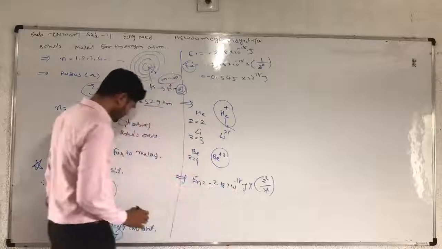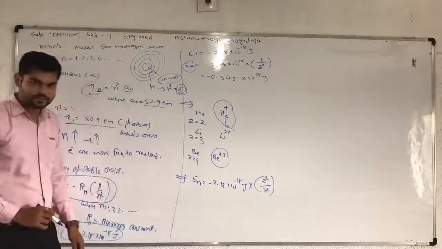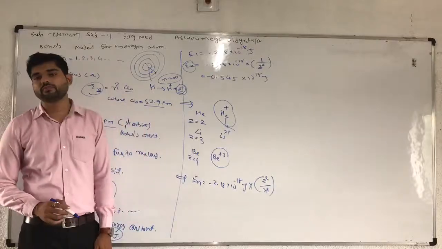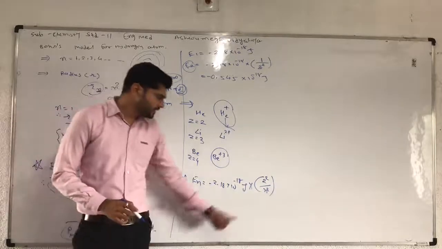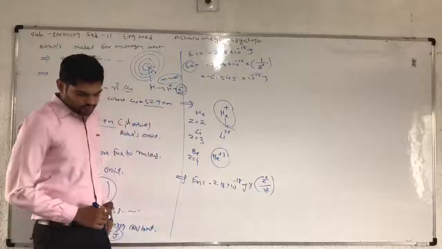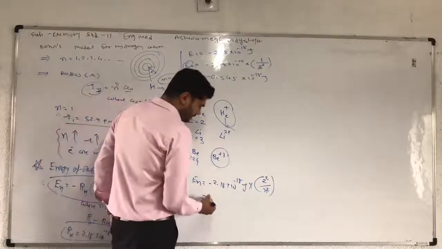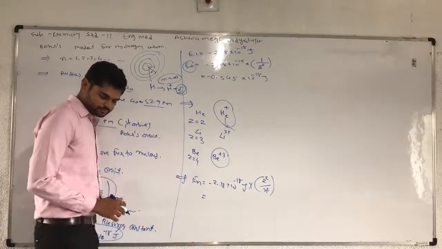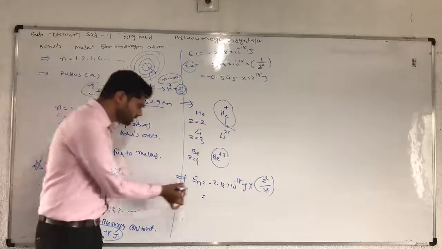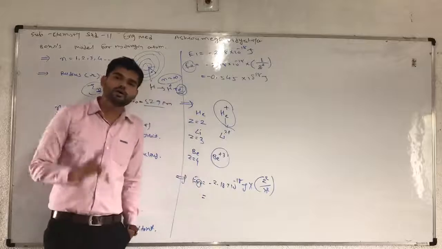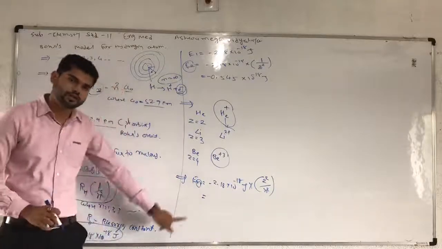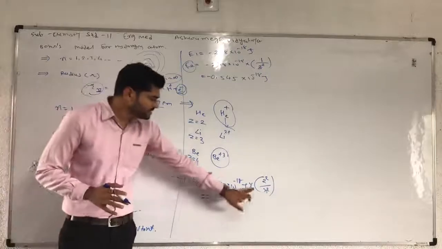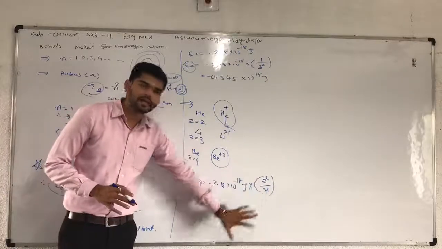For hydrogen we take Z as 1. But for helium, the atomic number is equal to 2, therefore 2 square divided by N square. So take N equal to 1 to find the energy for the first quantum number of helium. Now take the second quantum number, N equal to 2. The equation will be Z square divided by N square.